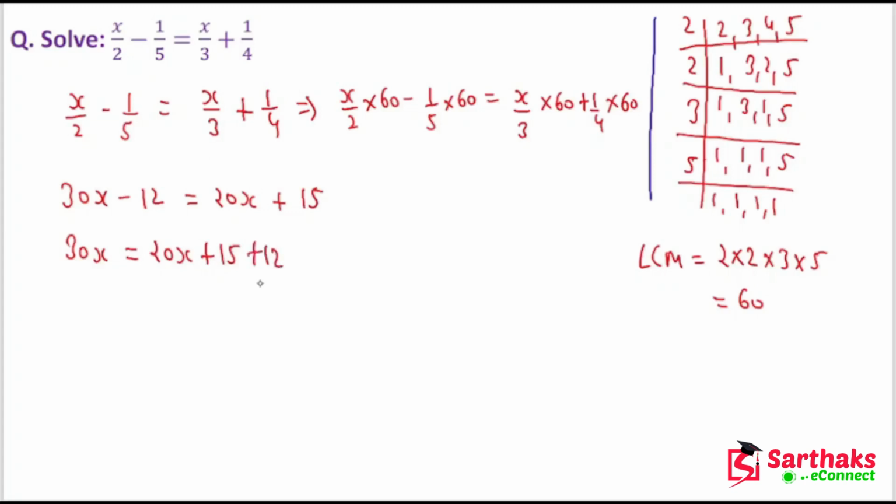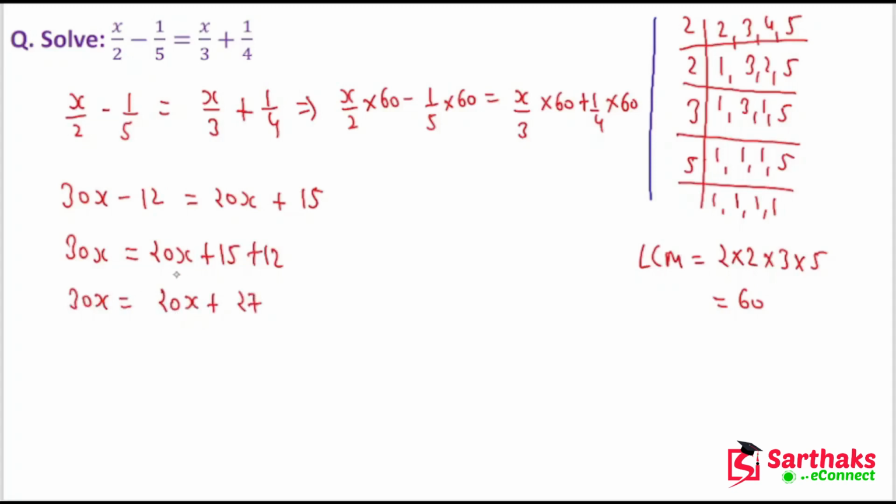Okay, it saves your time. You don't have to add 12 to both the sides and unnecessarily increase one step. You can directly take minus 12 to the RHS, or you can bring 15 to LHS. Had I brought 15 from RHS to LHS, it would have become minus 15 instead of plus 15, right? So that is how you can transpose. So you will have 30x is equal to 20x plus 27.